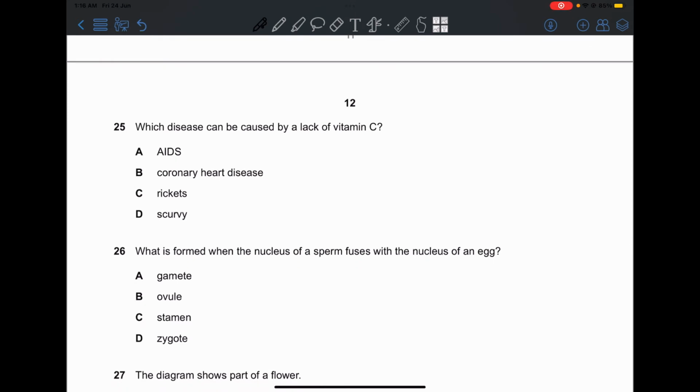25. Which disease can be caused by a lack of vitamin C? Now we know, of course, that AIDS is not a lack of vitamin C. Coronary heart disease, of course not. This is actually caused by malnutrition. Rickets, it's going to be no. This is actually for vitamin D. And finally, scurvy, which is our answer.